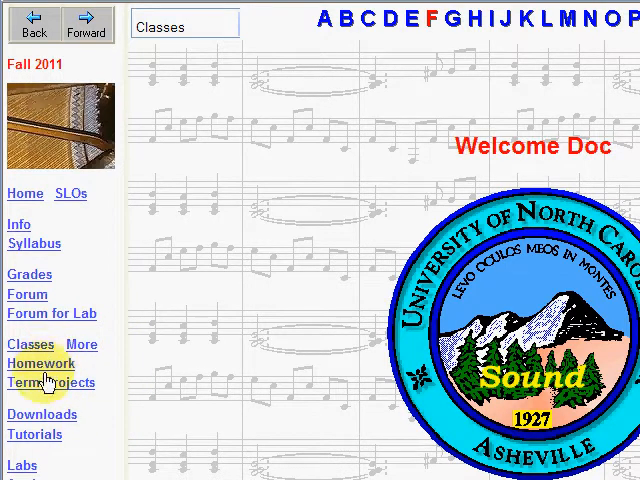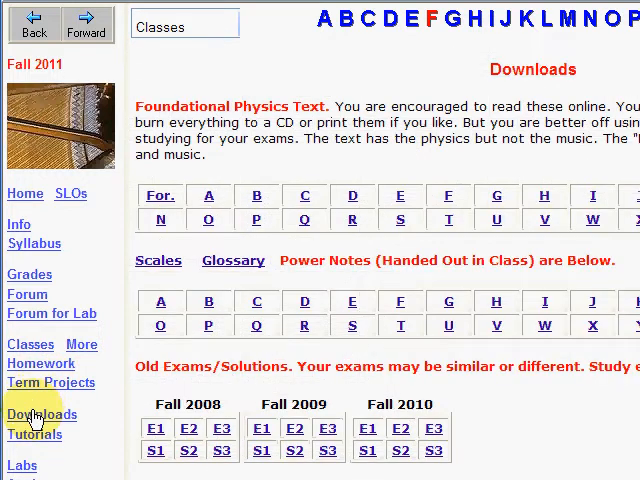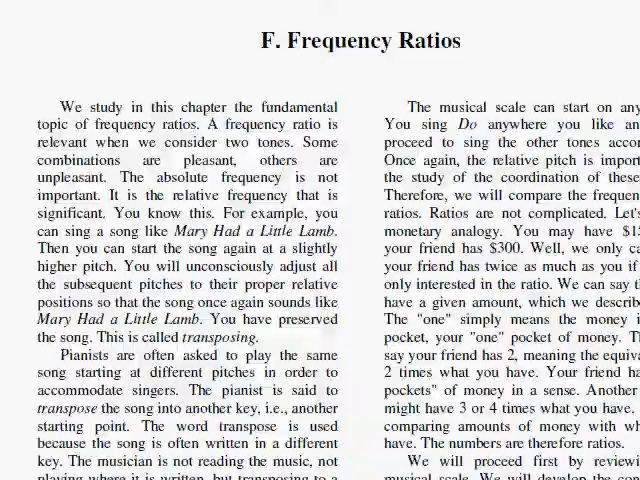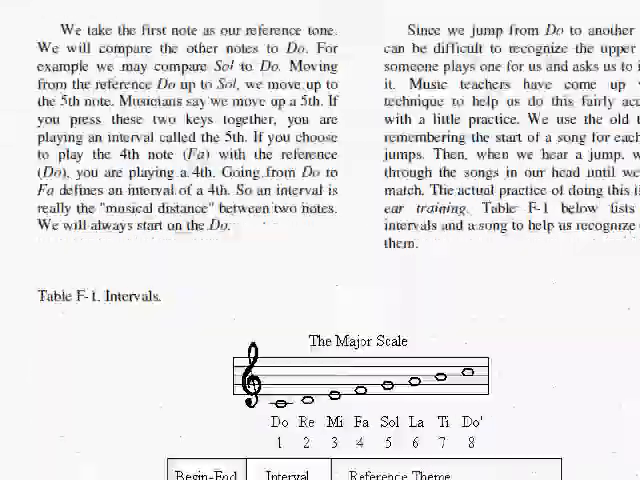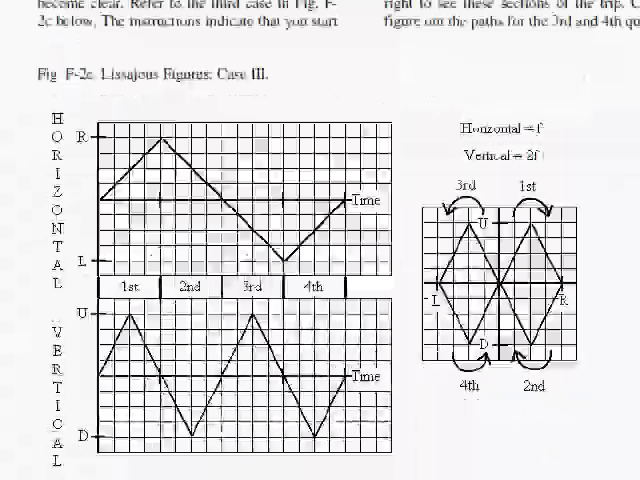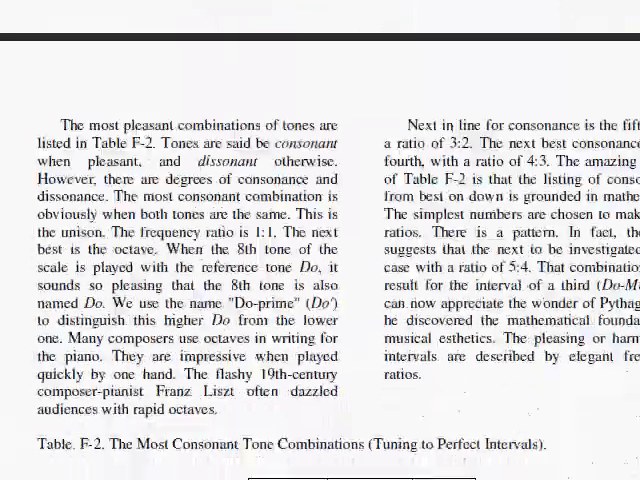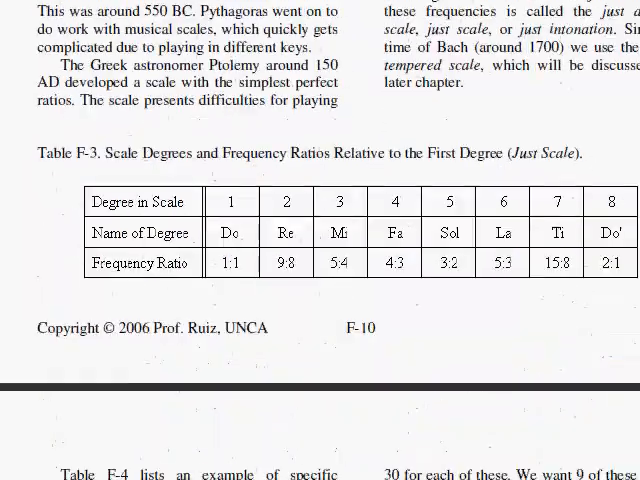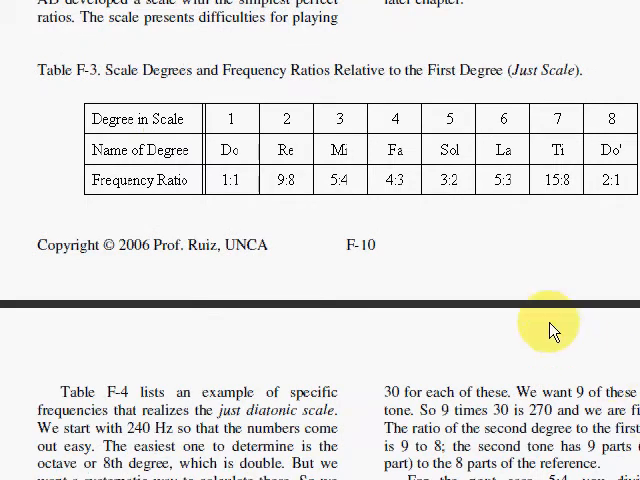Let's go to downloads and let's go to chapter F where we look at these ratios, and let's find the chart that has all of the ratios for us. So we come down here and find it. Looks like we have something here. This should do it right here.